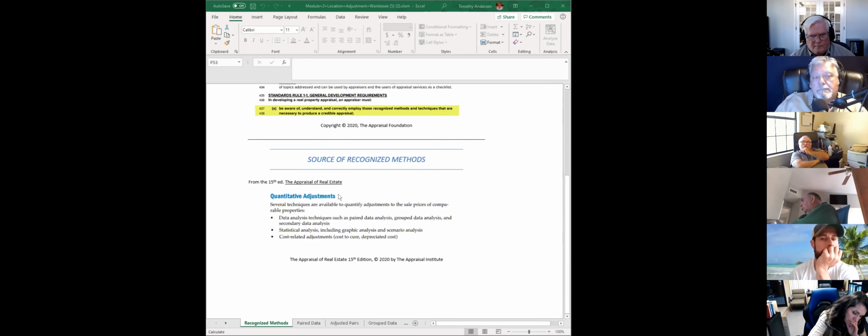So we've got USPAP's warrant to use recognized methods, and we've got some recognized methods. I don't know if that's an exhaustive list, but to me, that's a good place to start.